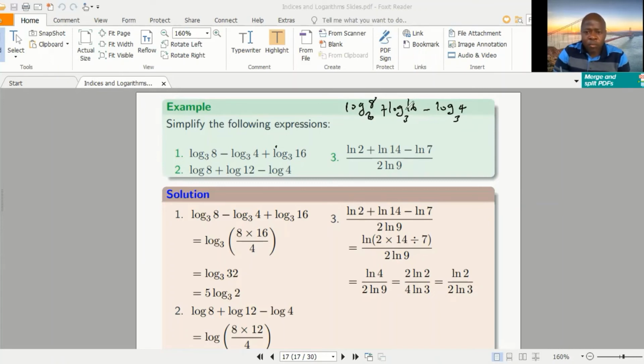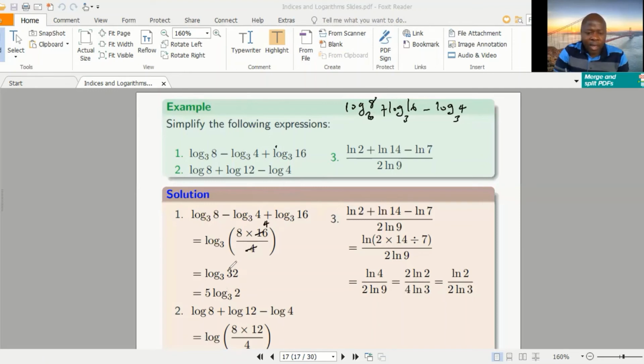Remember, it's multiplication where there's addition, and then division where there's subtraction. So that means I have the log of 8 times 16 divided by 4, base 3. That's what I wrote here. You can see that 4 will go into 16 four times, so I'll be having the log of 32 to base 3.